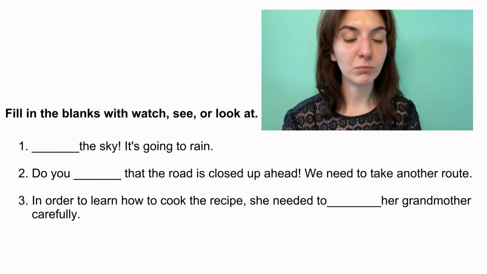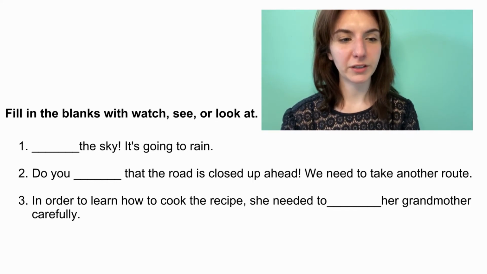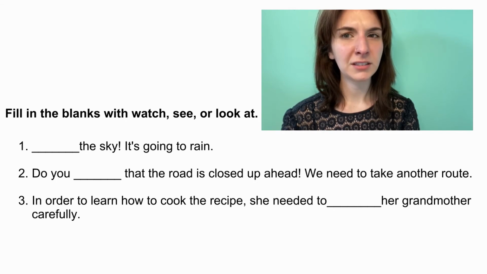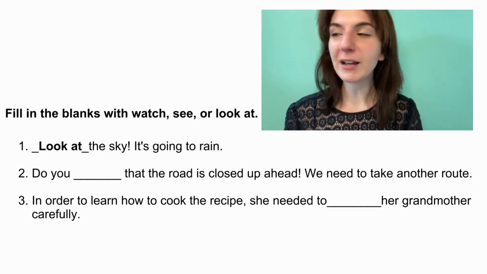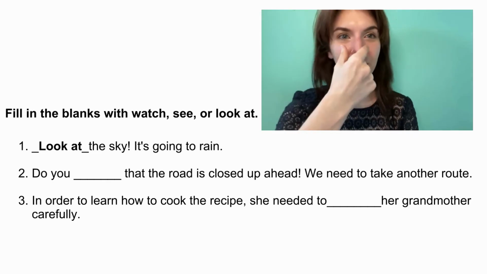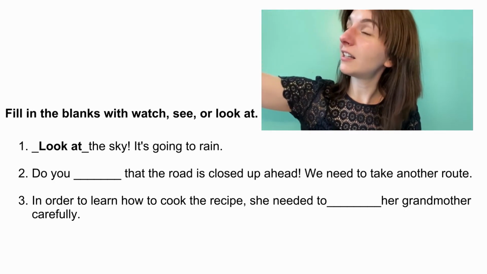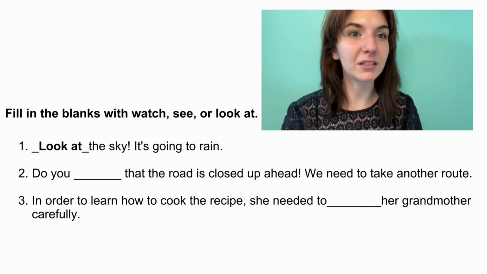Number 1: "Blank the sky. It's going to rain." So what works here? Look works here. So you might not be looking at the sky, but if someone says, "Look, it's gonna rain," you have to change the direction of your eyes and focus on something else to see what that person is describing to you.